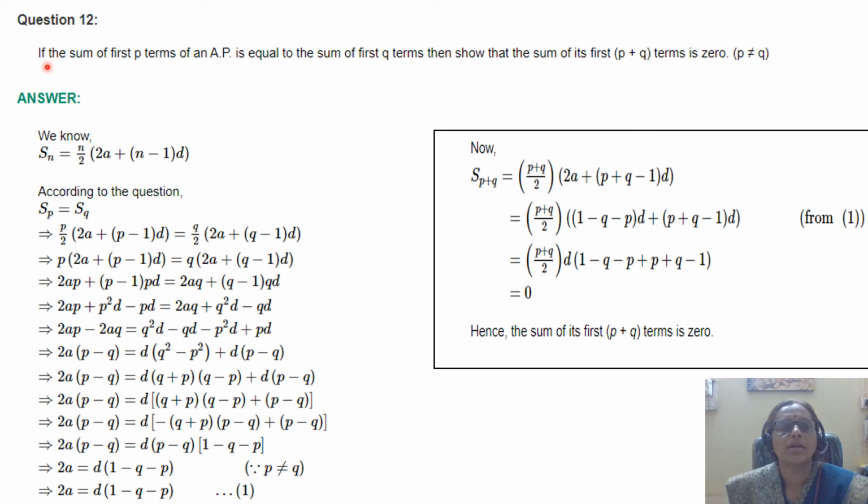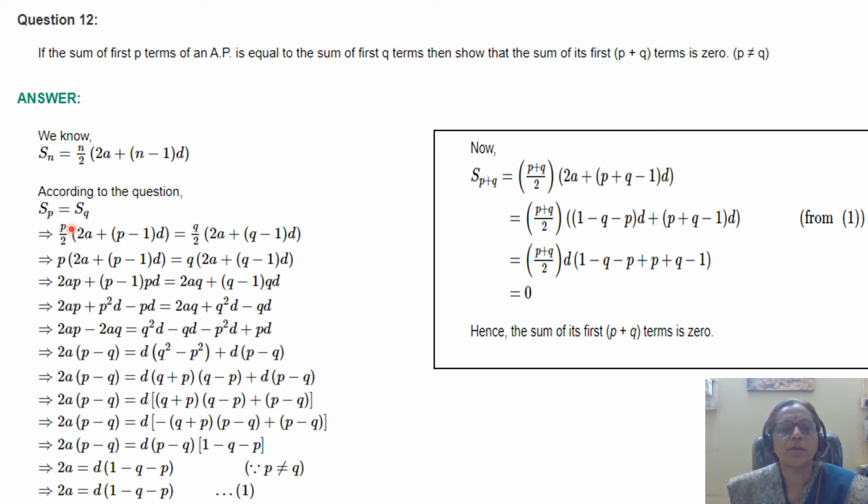Question number 12. If the sum of first p terms of an arithmetic progression is equal to sum of first q terms, then show that the sum of first p plus q terms is 0. P is not equal to q. So Sn we know is n by 2 into 2a plus n minus 1 into d. Now as per the given condition, sum of p terms is equal to sum of q terms. Sp is equal to Sq.